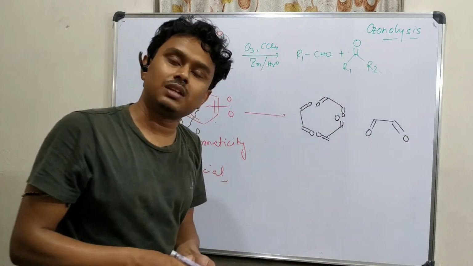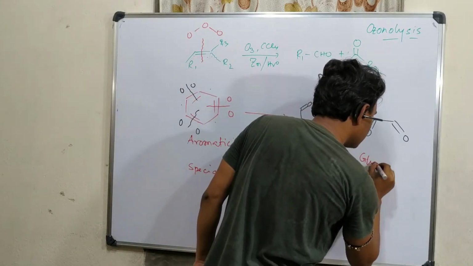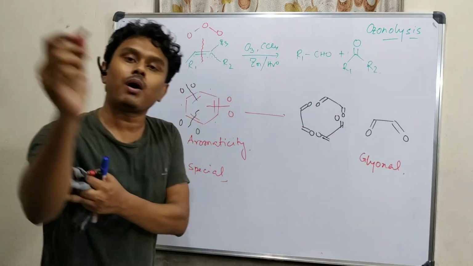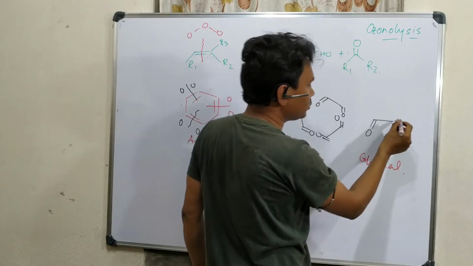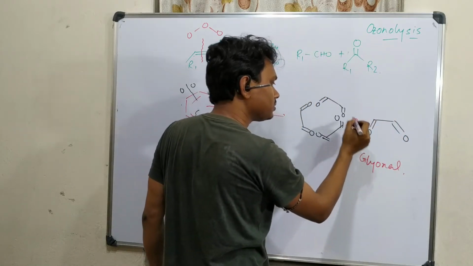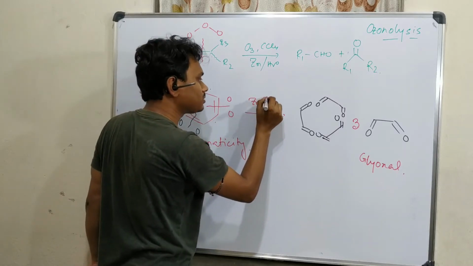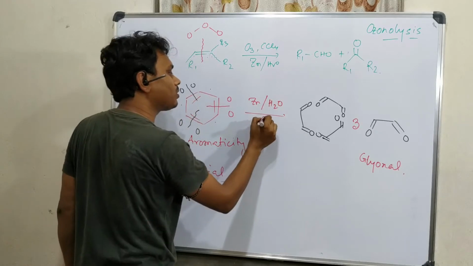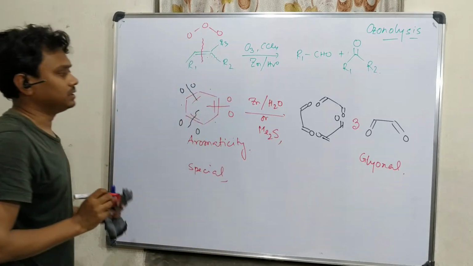So this name is glyoxal. What does it mean? A 1,2 dicarbonyl compound or 1,2 dialdehyde. So this is 3 molecules. It is produced in the presence of zinc dust and water, or Me2S. It will produce this.